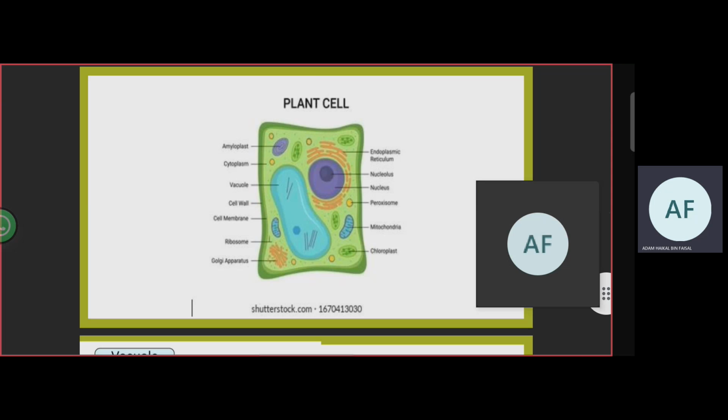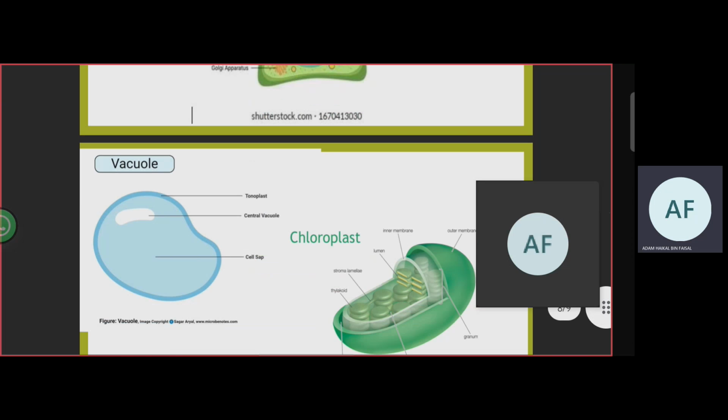And then we are going to move on to the plant cell. The plant cell is not the same as the animal cell, as it contains some parts that are not in the animal cells. For example, in the plant cell, we will find the vacuole.